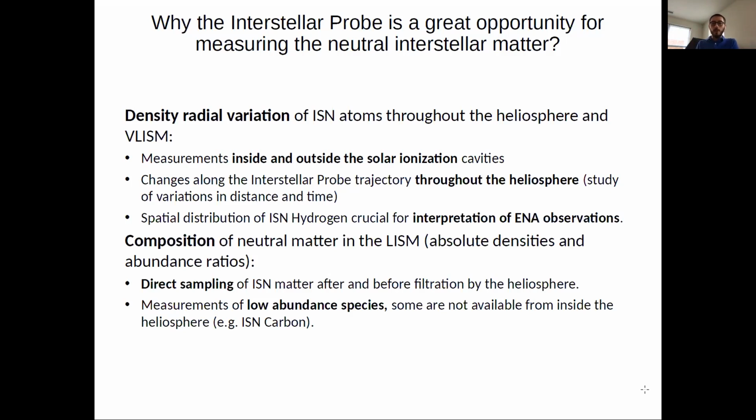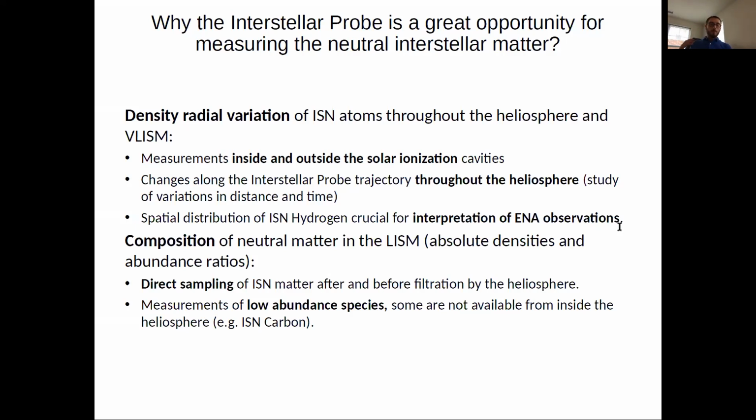This was mentioned, I believe, in the previous meeting an hour ago: knowledge of interstellar neutrons is important to interpret ENA observations, because ENA observations are eventually a result of charge exchange between energetic protons and neutrons. So we need to know quite precisely what the distribution of these neutrons inside the heliosphere is to correctly interpret ENA observations. This is a very important part of the interpretation.